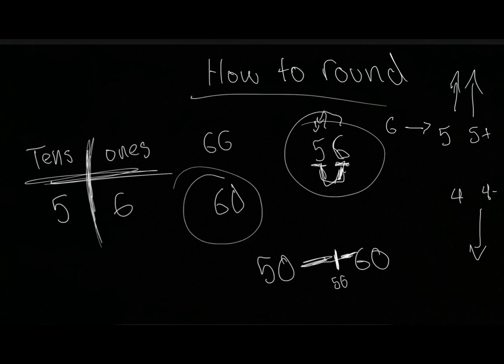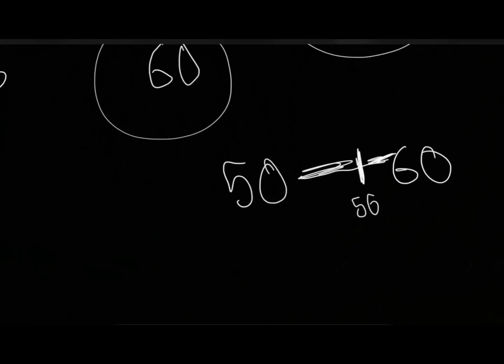The reason we turn 6 to 0 is because, as I said, 56 is only in between 60 and 50. It's not in between 70 and 30. It's not in between 60 and 30. It's in between 50 and 60.